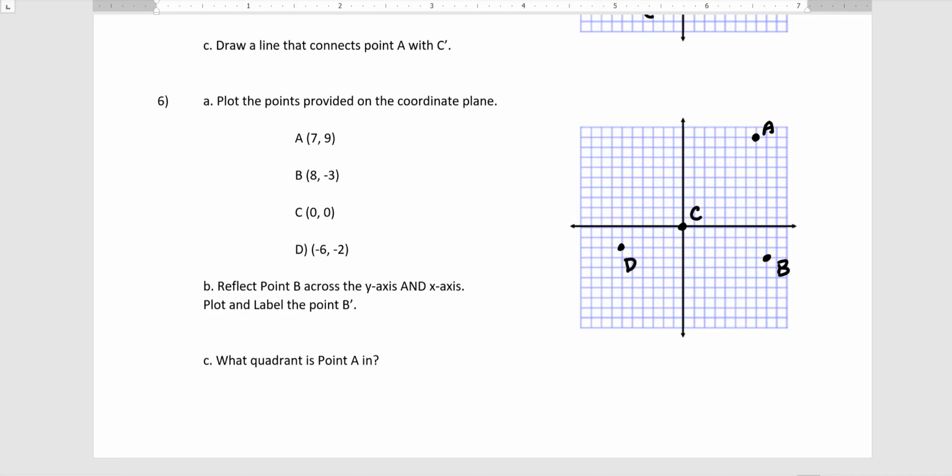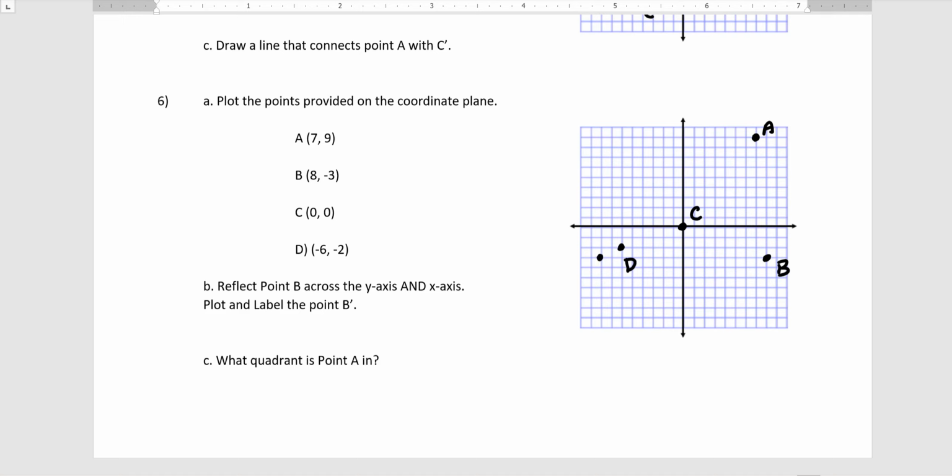Reflect point B across the y-axis and the x-axis. Plot and label the point B prime. All right, so I like to do this one at a time here. So first I'm going to flip it over the y-axis, which means I'm going to move from quadrant 4 to quadrant 1. So that would put me here. But I'm not done, because now I need to flip it across the x-axis. Goodness, what am I doing? No. B across the y-axis would be here. So I need to go from quadrant 4 to quadrant 3. Goodness, I'm confusing myself. Take it across here, so now it's going to be at negative 8, negative 3, which would be here.